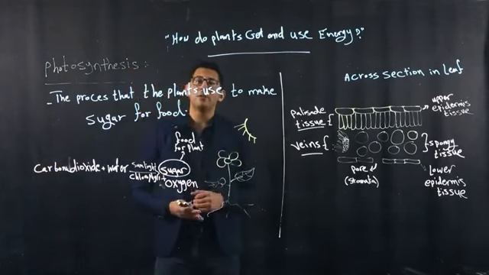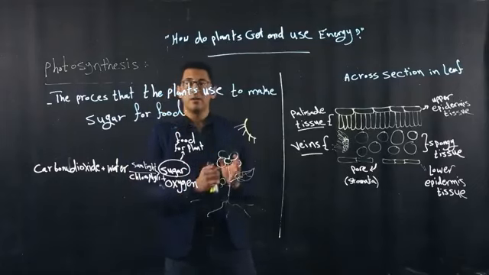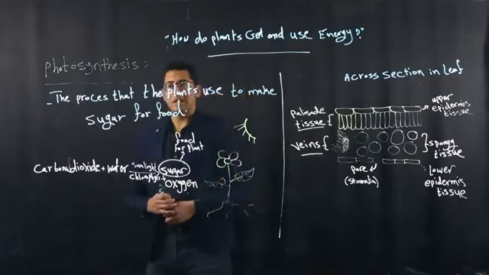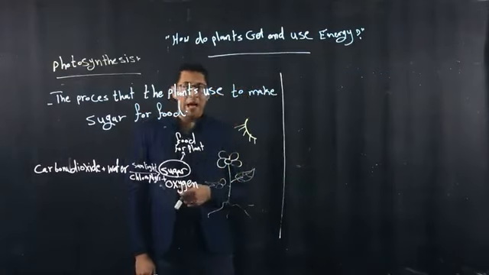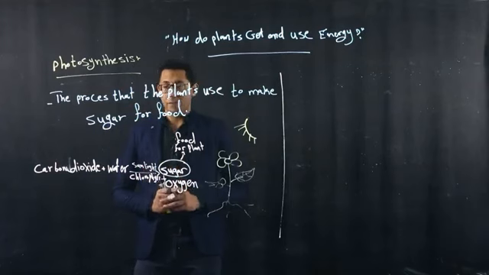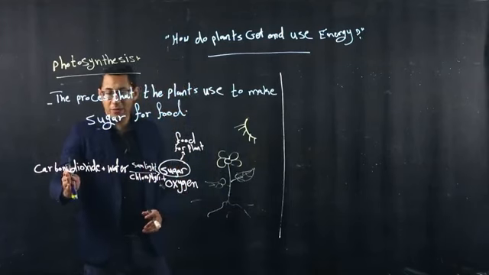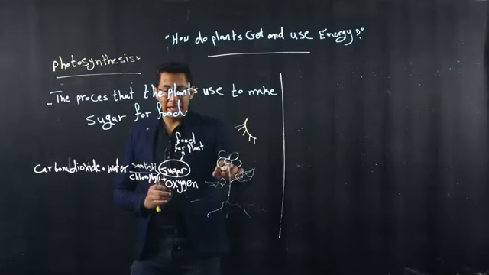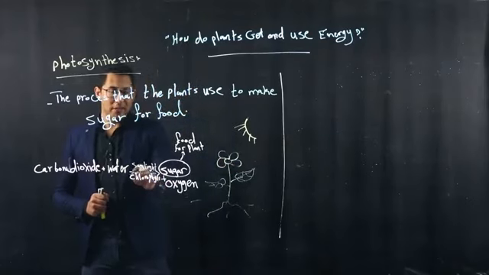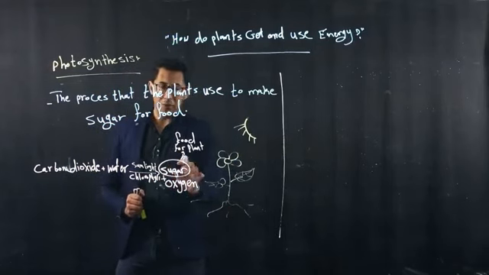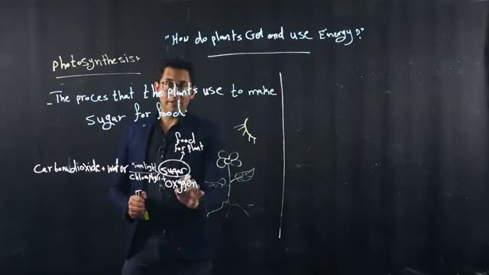Let me talk to you about another process. It's called cellular respiration. So now we understand how the plant makes its own food using carbon dioxide from the air, water from the soil, sunlight from the sun, and captured by the substance called chlorophyll. To make what? To make sugar, it's the food for plant, and to give us oxygen.